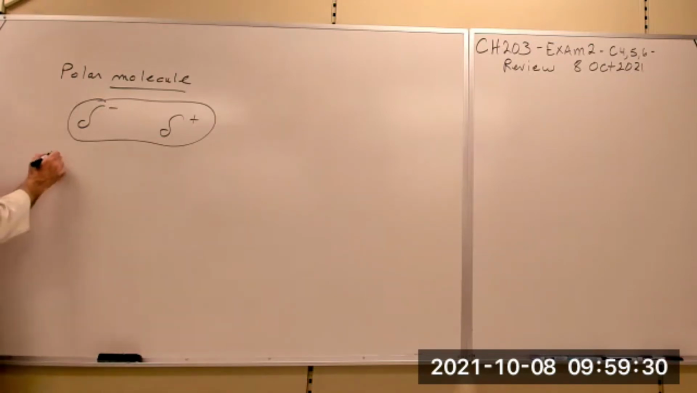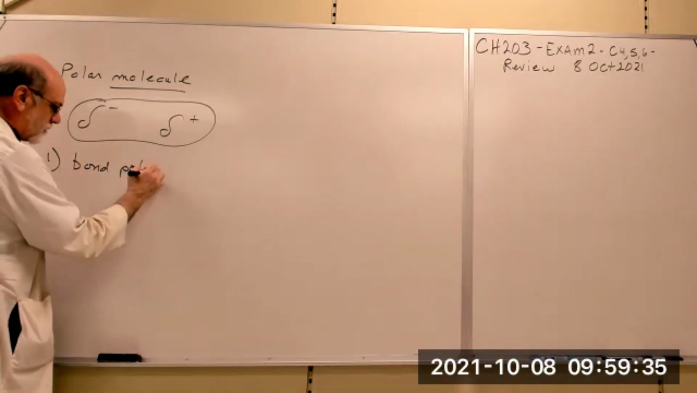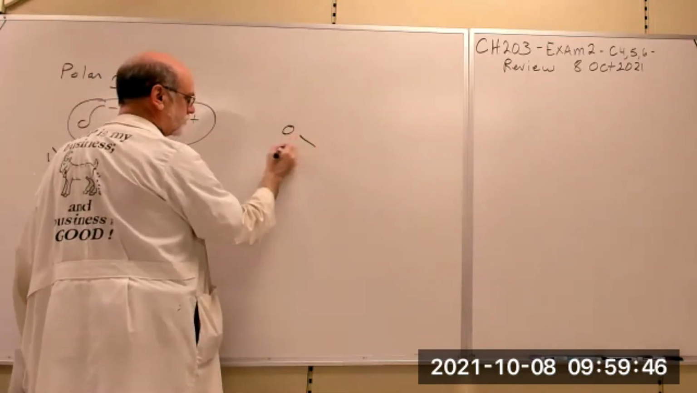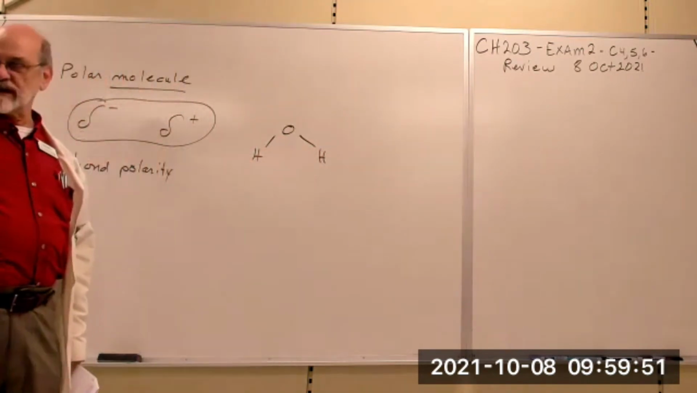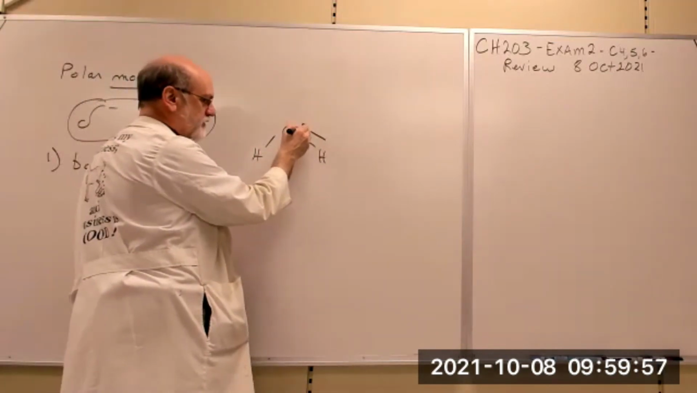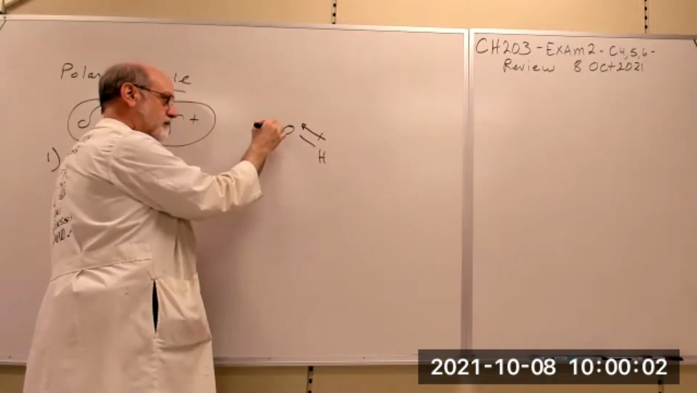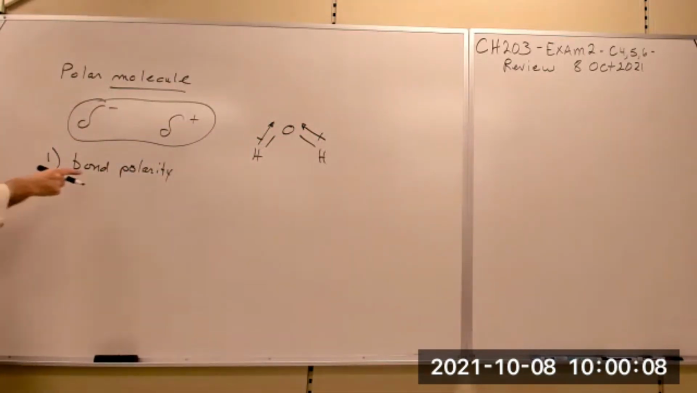One, bond polarity. The bonds in a molecule must be polar. For instance, water. Oxygen pulls harder on electrons. It's more electronegative than hydrogen is. So we give it this type of symbol, an arrow with a plus that says the electrons want to move that direction. Okay? That means the bond is polar. So we have polar bonds.